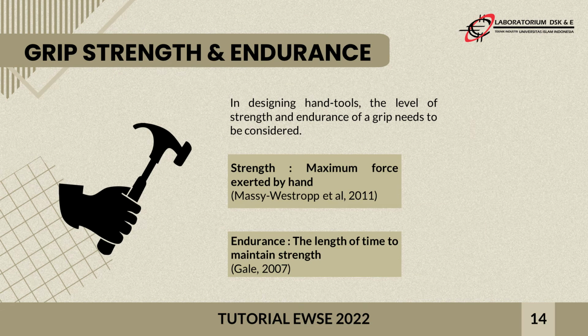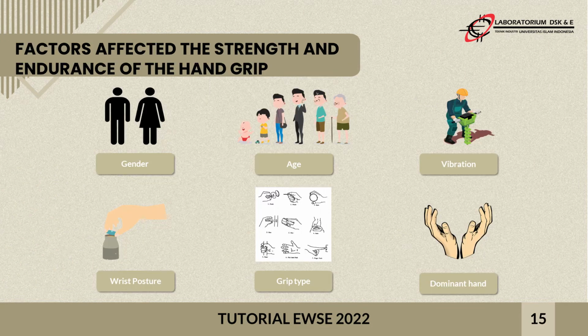Next, we move on to hand tools design. We start from the strength and durability of the hand. This strength and durability is an important point in hand tools design, where force means the maximum force that the hands release. Meanwhile, resilience means the length of time to maintain strength. An example is a hammer that weighs 5 kilos, where strength is how strong we swing the hammer. Then durability is how long we can hold the grip on the hammer.